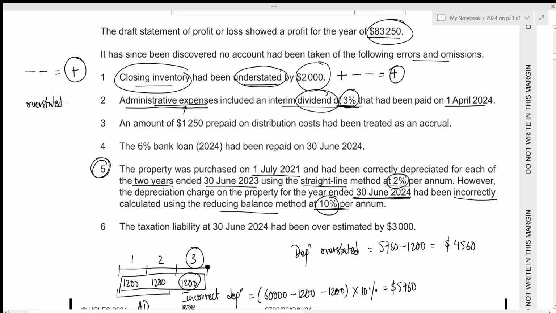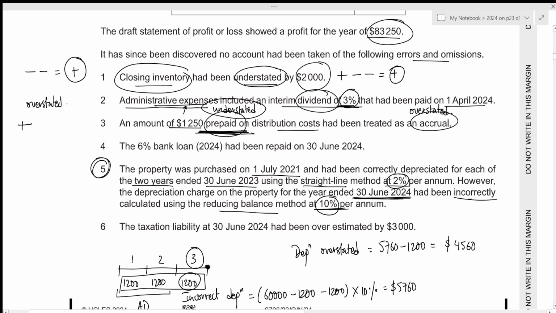Now for the third one, an amount of 1250 prepaid on distribution costs had been treated as an accrual. So we can split this into two different errors. The amount was actually prepaid, but we did not include it. So we can say that the prepaid distribution cost was understated, and it was instead treated as part of our accrual, but there was no accrual. So we have overstated the accrual on the distribution cost. Let us first correct the error for understated prepaid. If something is understated, we have to add it.